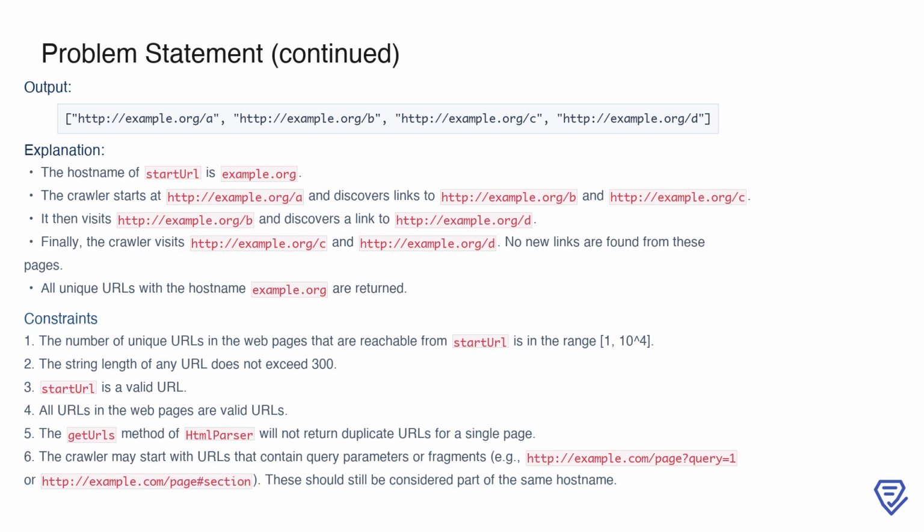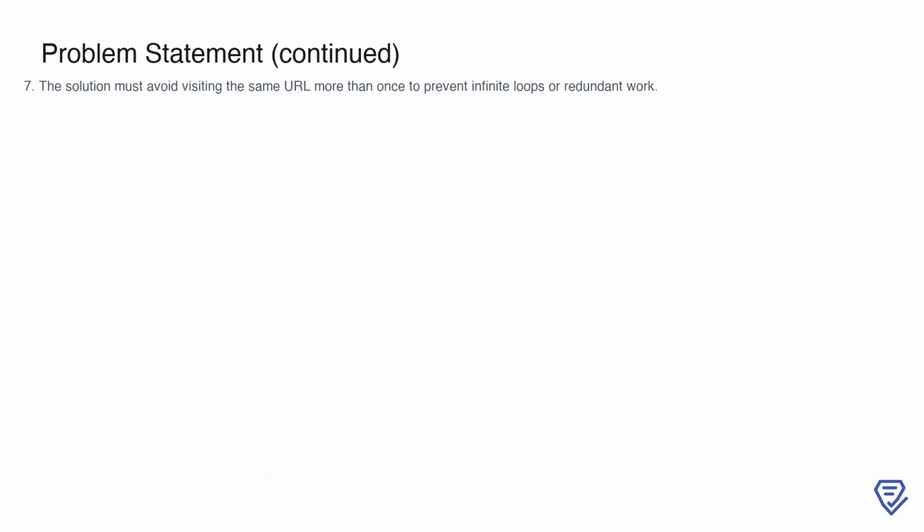The result is a list containing all the unique URLs with the hostname example.org, which are http://example.org/a, http://example.org/b, http://example.org/c, and http://example.org/d. The crawler systematically visits pages, collects links with the same hostname, and ensures no URL is visited more than once. Finally, there are a few important constraints to keep in mind.